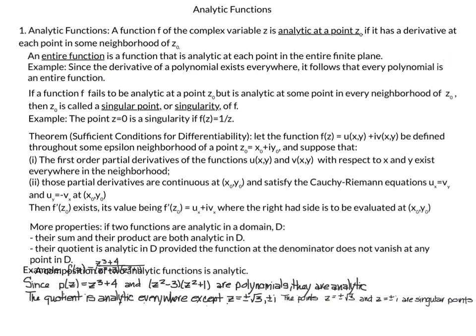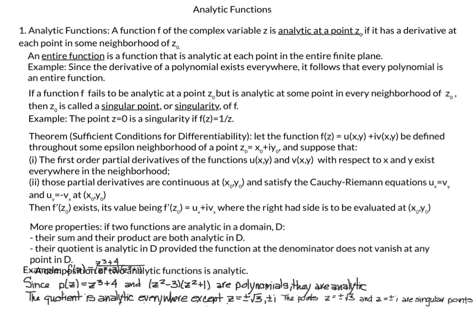If a function f fails to be analytic at a point z0, but is analytic at some point in every neighborhood of z0, then z0 is called a singularity of f. And our example is z equals 0 is a singularity if f of z equals 1 over z. As you can see, f of z is analytic everywhere except at the one point z equals 0. So in the neighborhood of z0, it's going to be analytic everywhere in the neighborhood, but not at that one point, z equals 0.